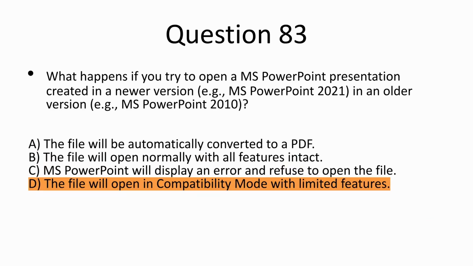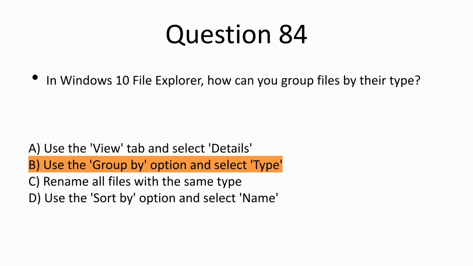Question 83. What happens if you try to open an MS PowerPoint video created in a newer version in an older version? The file will open in compatibility mode with limited features, option D. Question 84. In Windows 10 File Explorer, how can you group files by their type? The method is B. Use the Group By option and select Type.